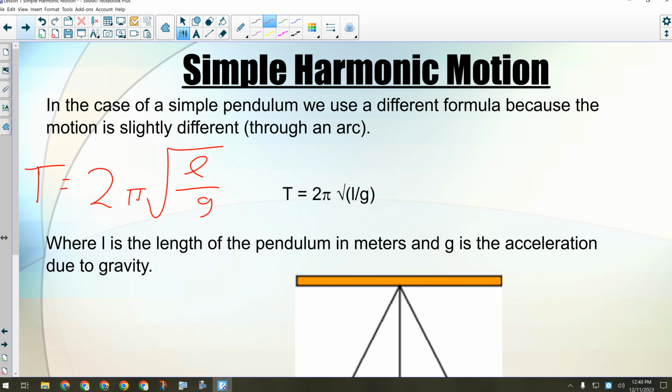When you think about this, guys, on Earth, this pendulum swings like this. If I was on Jupiter, where the acceleration due to gravity was a lot greater, it wouldn't swing as far. It would make really, really short oscillations back and forth like this. That would have a much shorter period than it would on Earth.